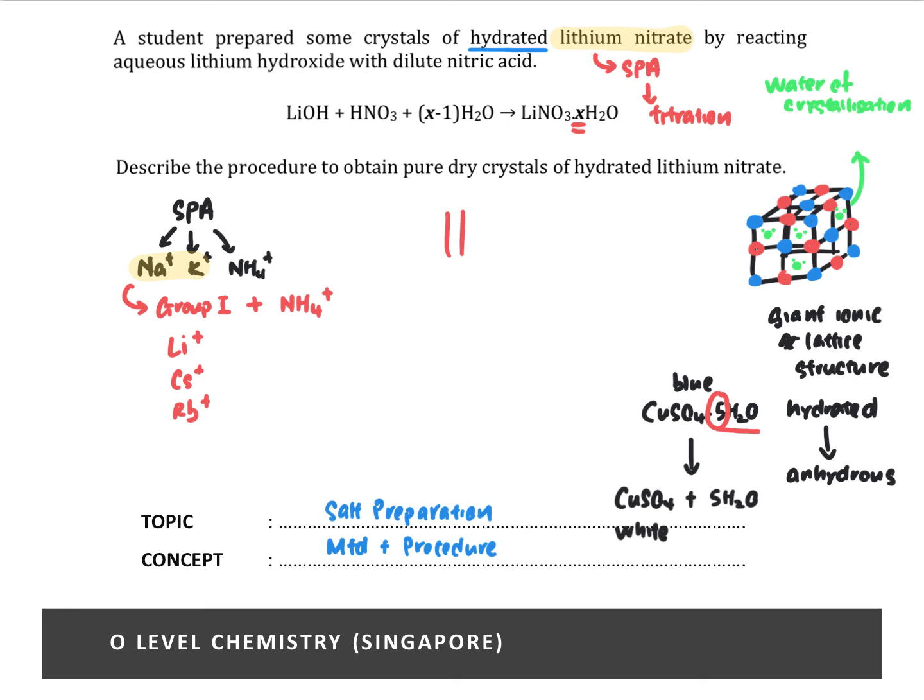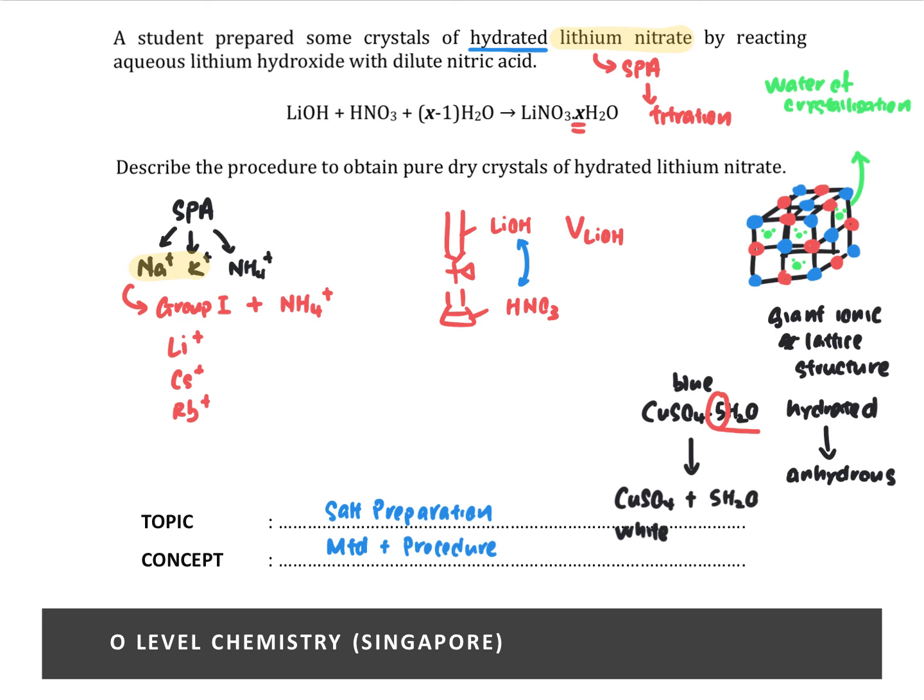For example, you can put lithium hydroxide in the burette, and then put nitric acid in the conical flask. You need to perform two titrations. The first time with indicator to find out the volume of hydroxide required, the titre value, and then repeat the titration without indicator to prepare the salt, and then you perform crystallization to get the crystals. A common question would be, does it matter whether the acid goes into the burette or the alkali goes into the burette?